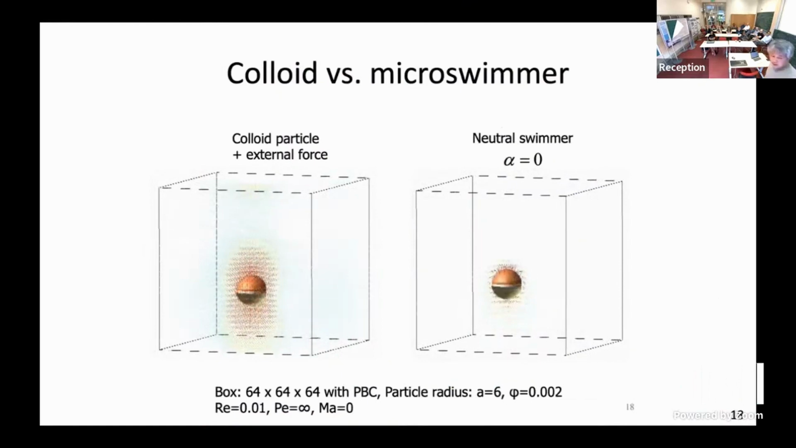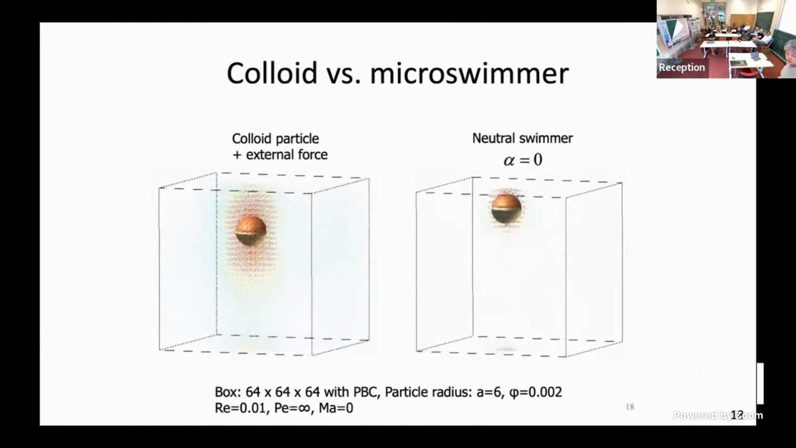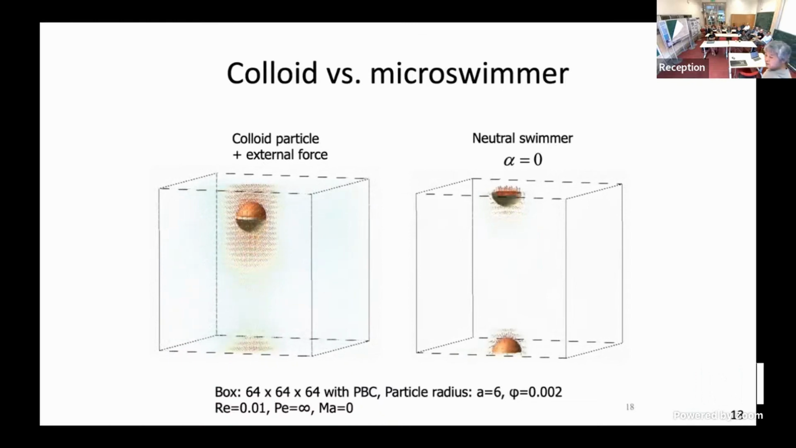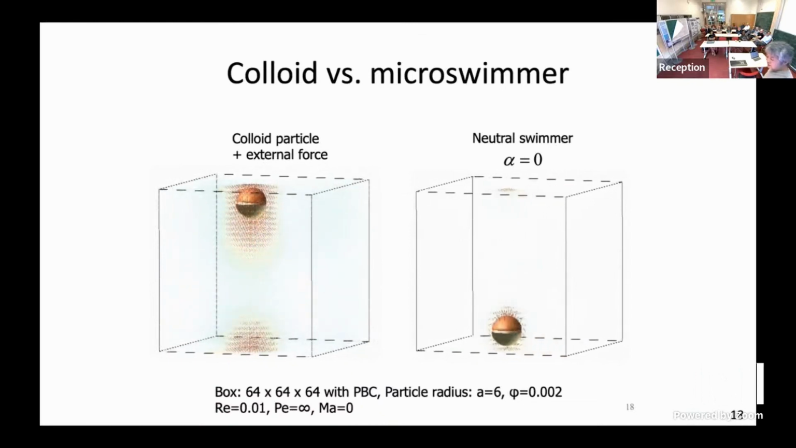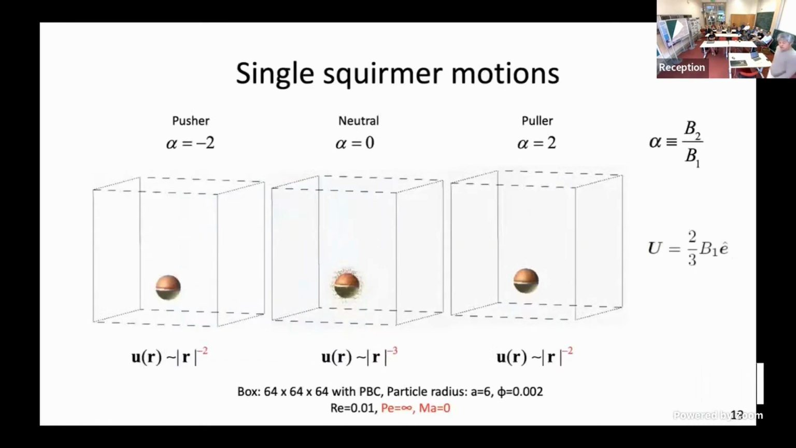This is the externally driven colloidal particle. As I told you, the fluid flow induced around this particle decays very slowly, R to the minus power of 1. This is a neutral swimmer. In this case, the decay takes place much quicker, the decay with R to the minus 3 in this case. Then these are three different cases: neutral case here, pusher here, puller here.